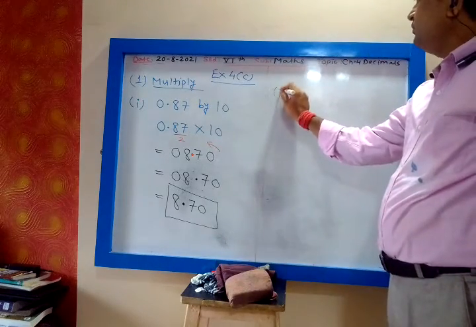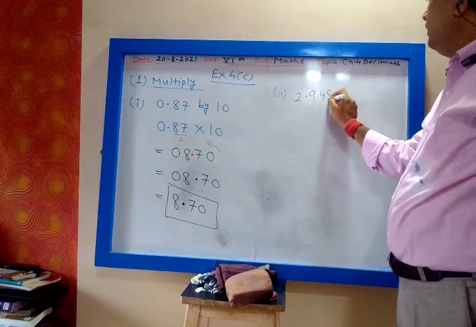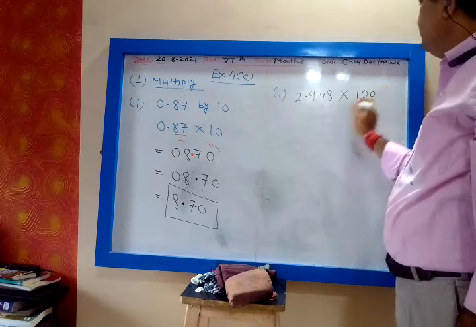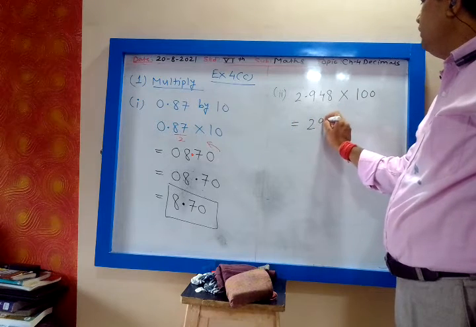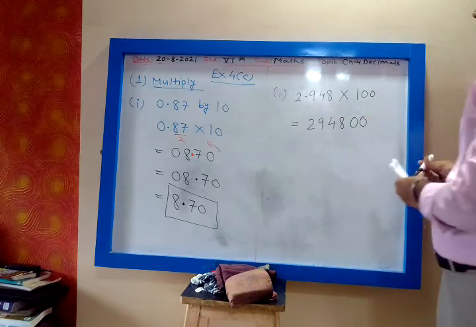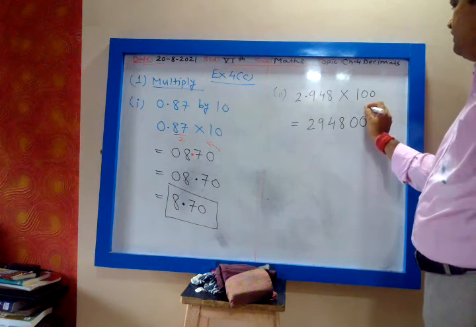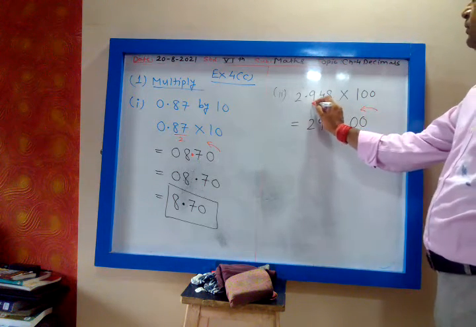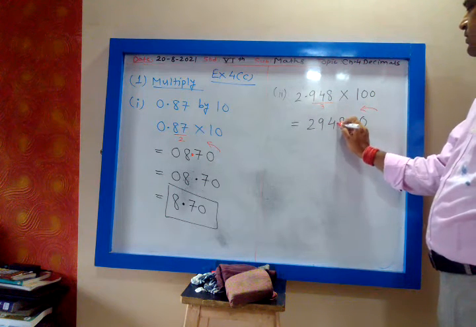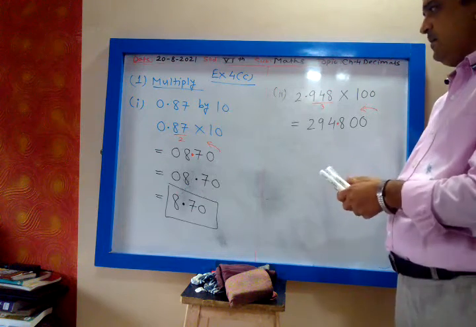2.948 multiplied by 100. Okay. So what I will do? I will write 2948. Then I will add 2 zeros. Then I have to place the decimal from the right side, after how many places? 1, 2, 3. The decimal will come. 294.800. Okay?